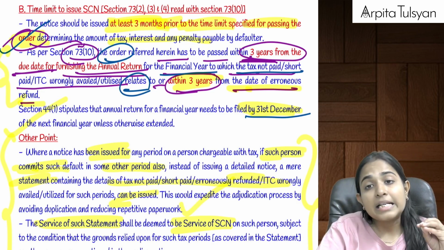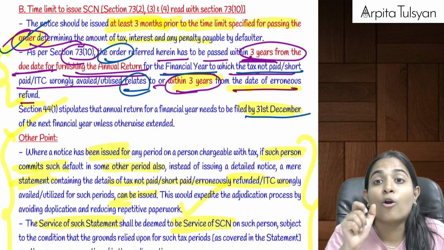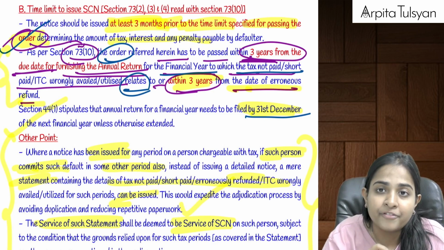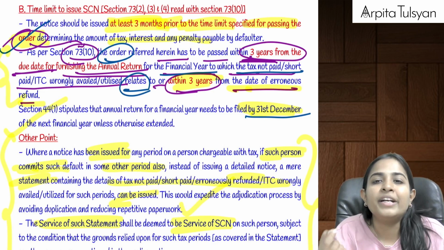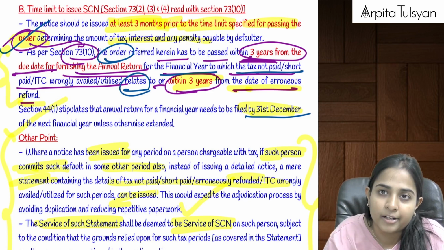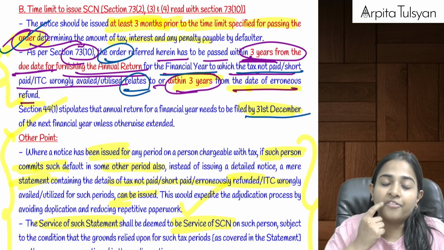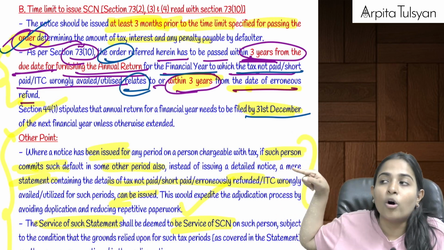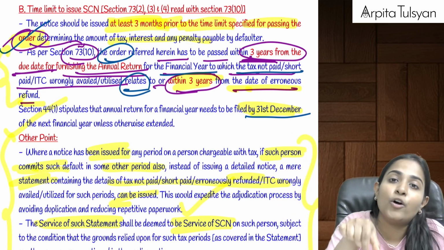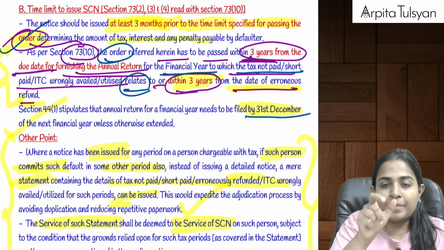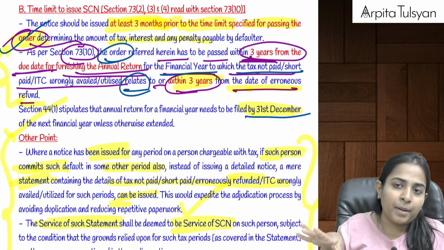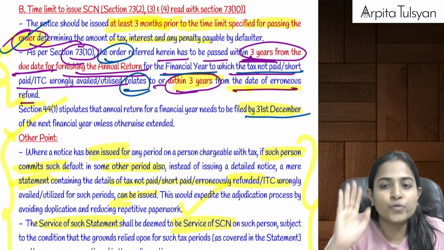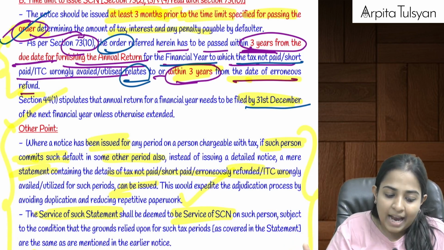Okay. Similarly, in case of erroneous refund, out of the 5, the third one was giving of erroneous refund. In case of erroneous refund, you need not check the due date of filing the annual return. The time limit for issuing the order is 3 years from the date of such refund. Within 3 years from the date of such refund, the order should be passed, and 3 months prior to the date of order, the issue of show cause notice should have happened. Are you clear with this?